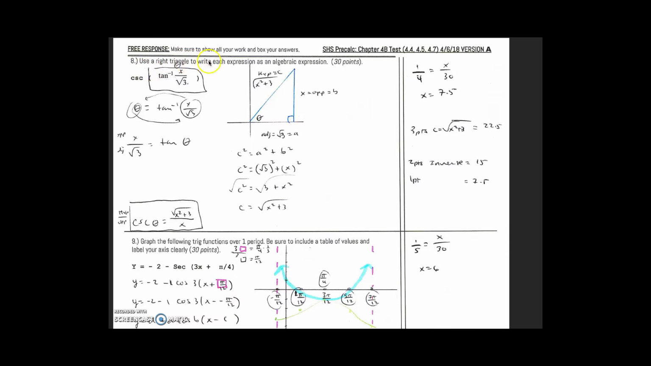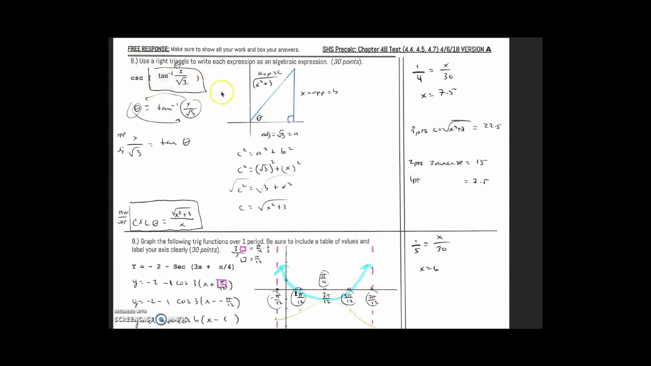Turn to the back side. Use the right triangle to write the expression as an algebraic expression. This was out of 30 points. Normally I graded this out of 4 on my rubric. So if I do a proportion and cross multiply, I get x equals 7.5. So if I normally award you, say, a 4 out of 4, you would get 30. If you got 3, that's 3 times 7.5, which gives you 22.5.